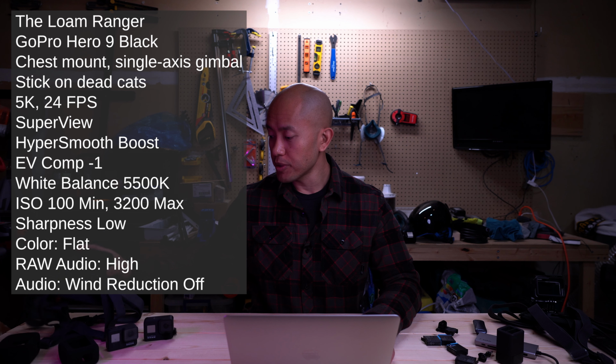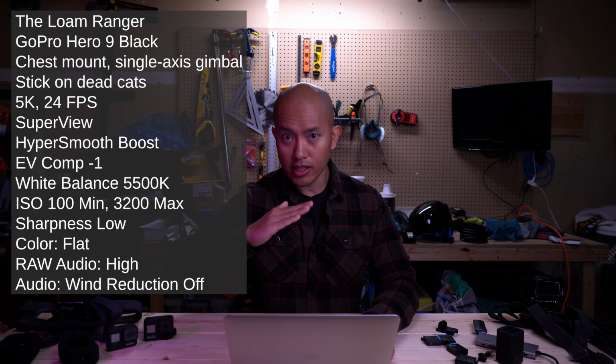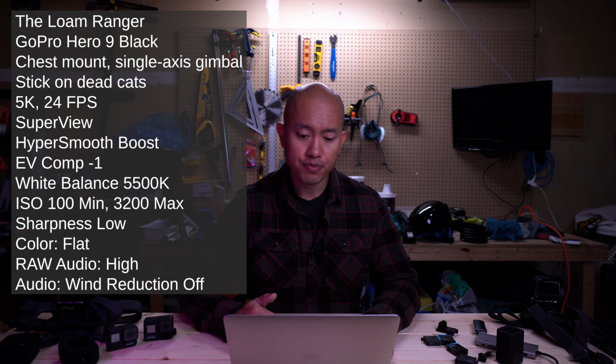He does do a chest mount, but he still uses a gimbal with it. He has a single axis gimbal to kind of keep that horizon line going. He films in 4K, 24 frames per second. He uses Super View and then Hyper Smooth Boost. And then as you would imagine, he has his color temperature dialed in to about 5500 Kelvin.